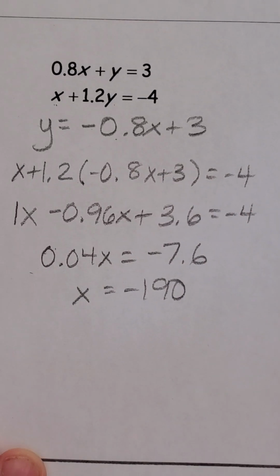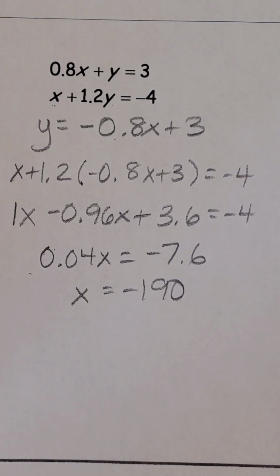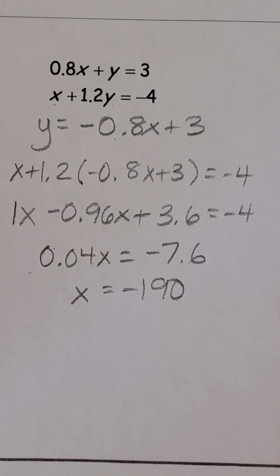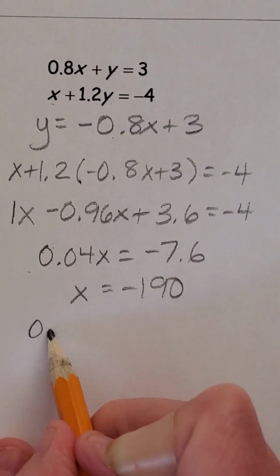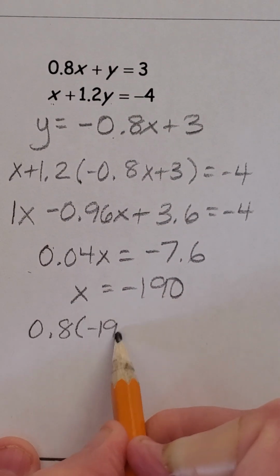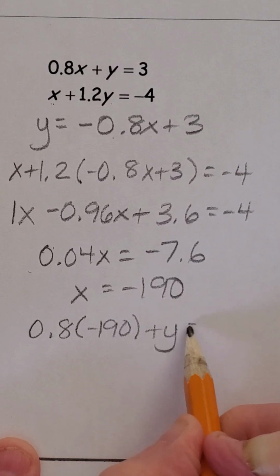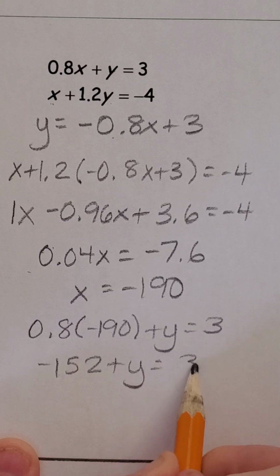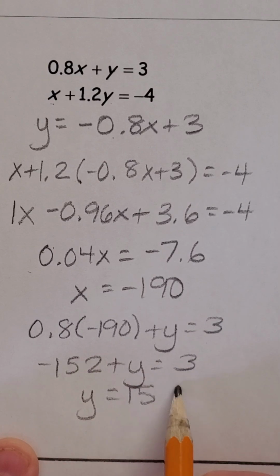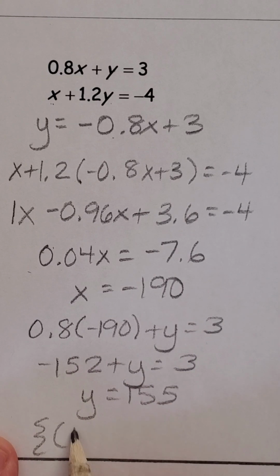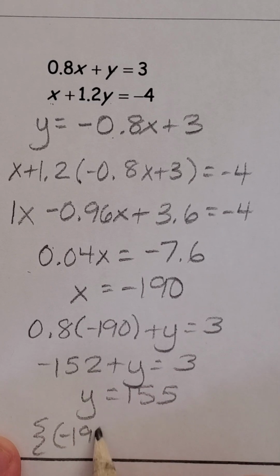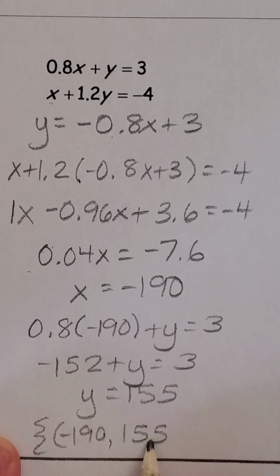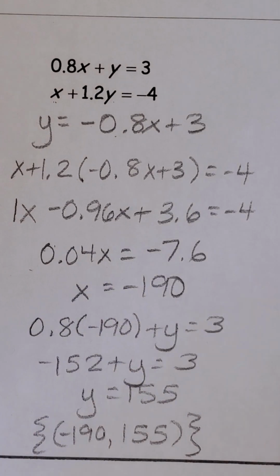Now, that might look like an incredibly large number, which it is for the ones that we've been doing, but don't forget, I'm not asking you to graph it because that wouldn't work. Nothing wrong with that. So we take that x value and we put it back into any equation, either equation. -52. And we are done. So -190.